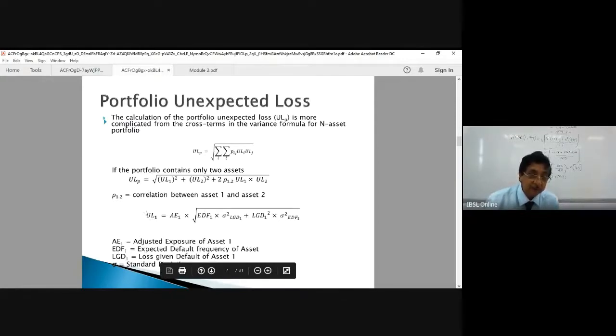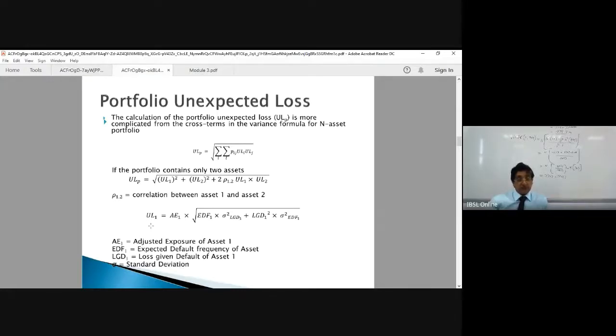Now, I think we did it earlier. Here, the notation is very important, right? When you say the unexpected loss of one loan, this is another way of calculating that. What we did was, we made some assumptions, went through the Vasicek model, and calculated the unexpected loss of the portfolio. But here, we can calculate each unexpected loss in a different manner, and do the total unexpected loss of the portfolio by looking at different loans and their correlations.